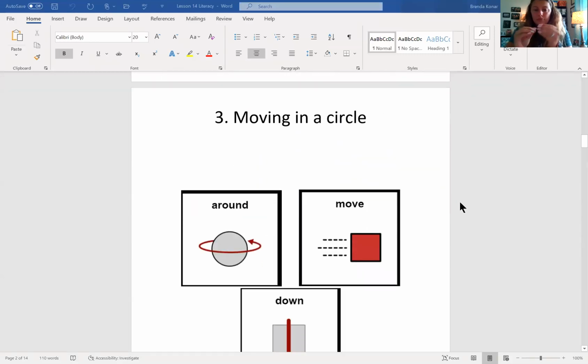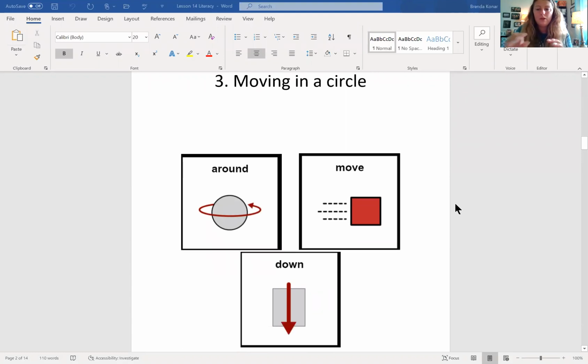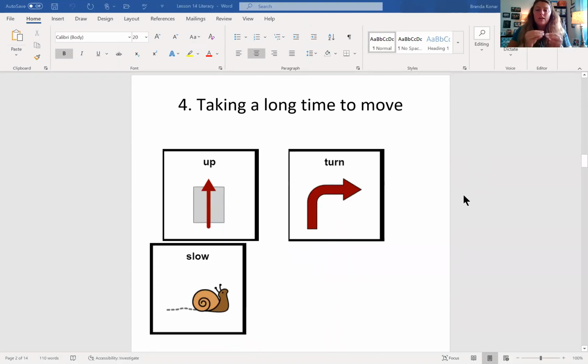Number 3, moving in a circle. Does that mean around, move, or down? Moving in a circle. Number 4, taking a long time to move or taking a long time to get somewhere. So think about how a snail might move, or think about how a turtle might move. Do you think it means up, turn, or slow?